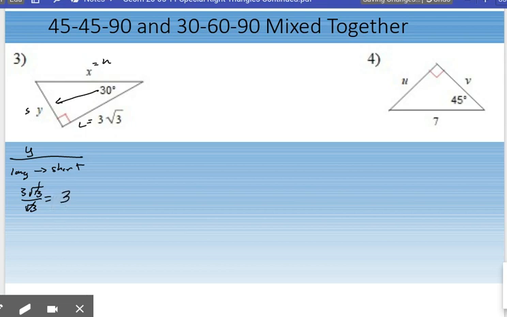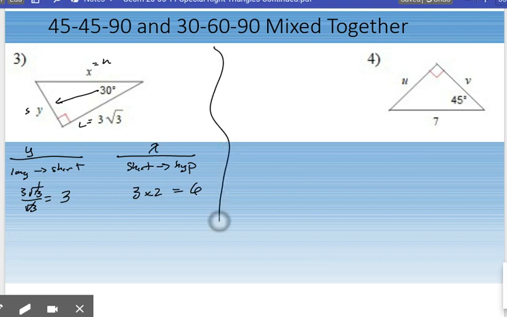So y is 3. Now that I have the short side, I can get the hypotenuse. So I have short to hypotenuse. We are multiplying by 2. And 3 times 2 is 6. All done. With number 4.